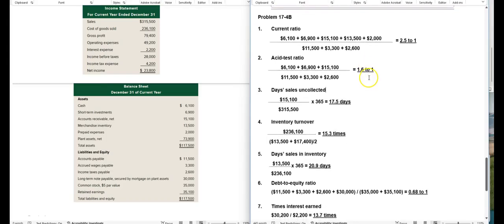Again, I think that's pretty good, but until I have something to compare it to, either prior year or a competitor, it's not really telling me a whole lot, right? The analysis really continues and really gets important when we're done calculating the ratios.